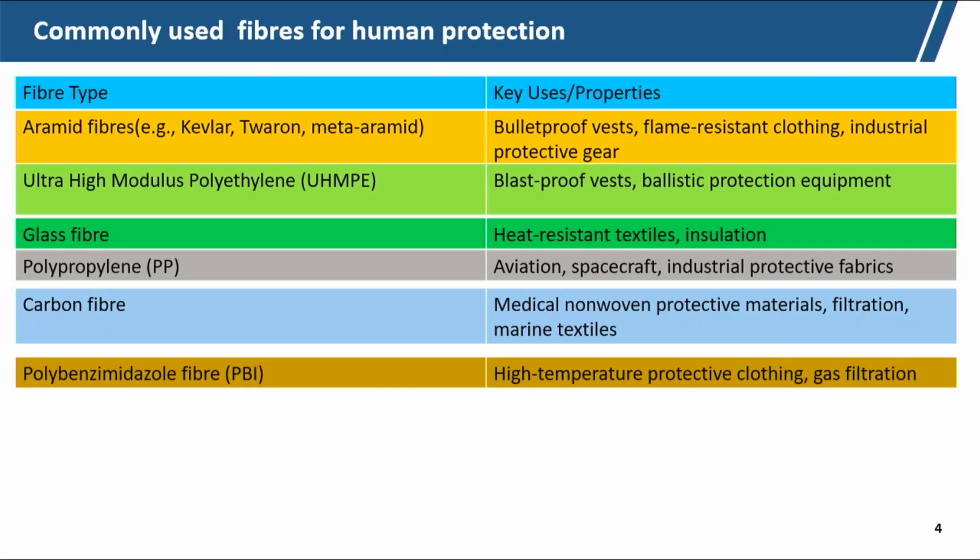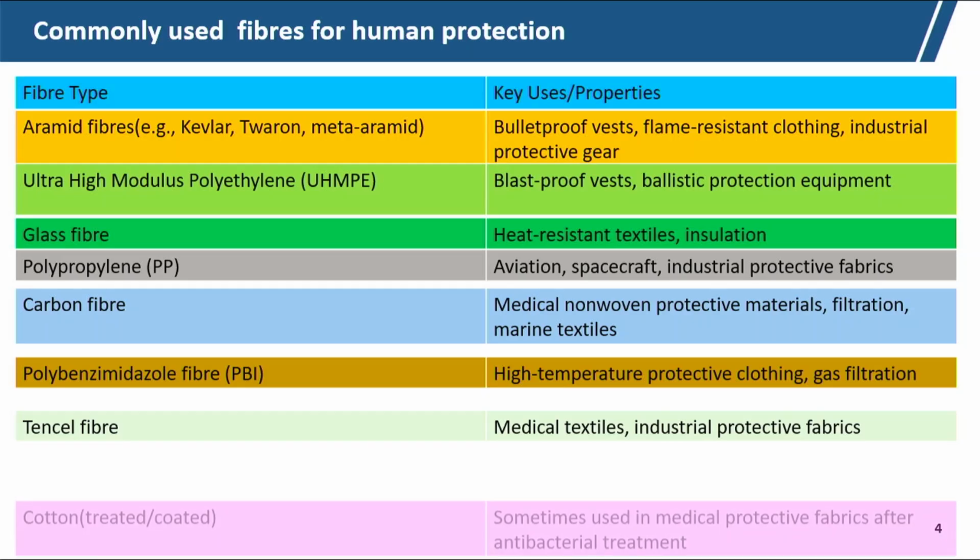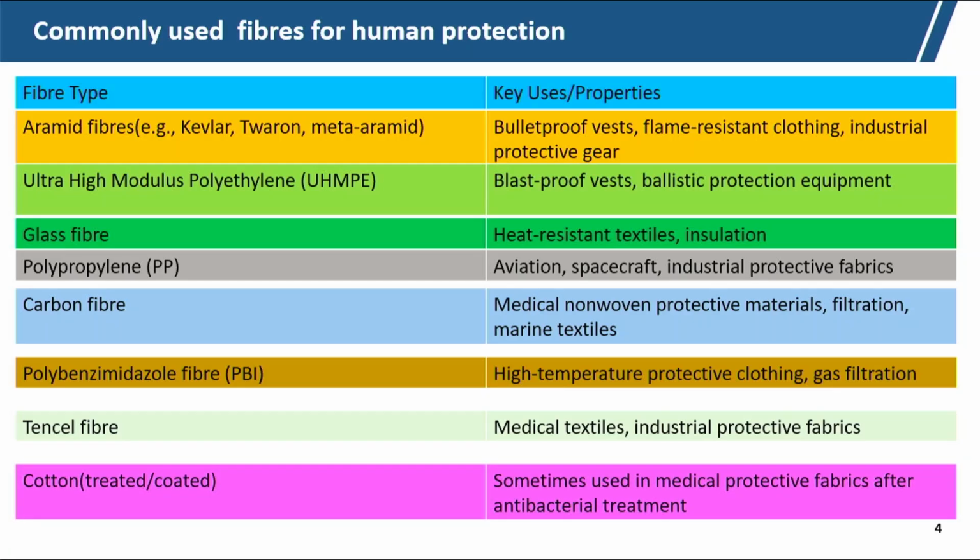PBI for high temperature protective textiles, tencel fiber for medical textiles, industrial protection. Cotton is sometimes used for medical protective fabrics after antimicrobial treatment, and carbon fibers are used for different types of high strength use.